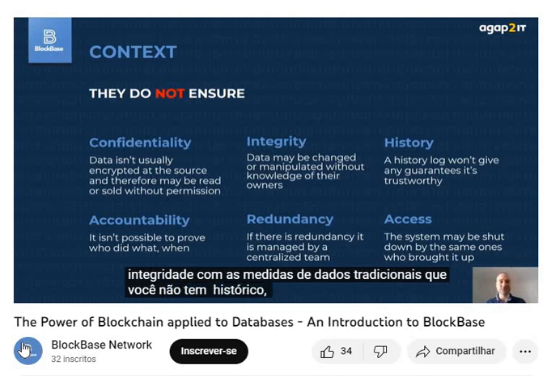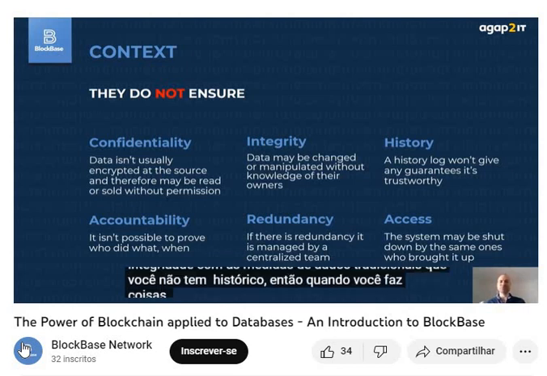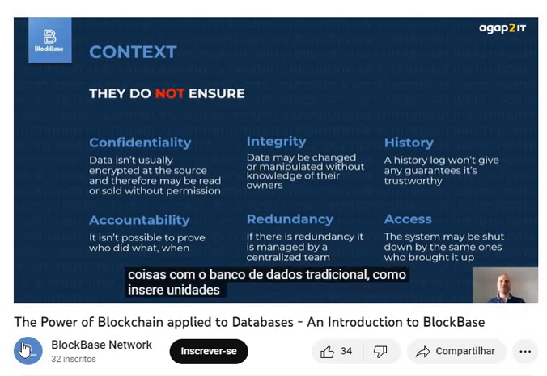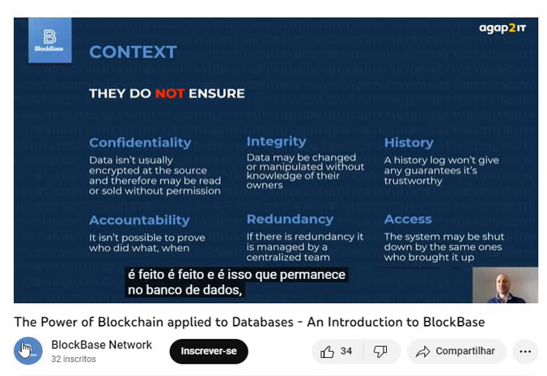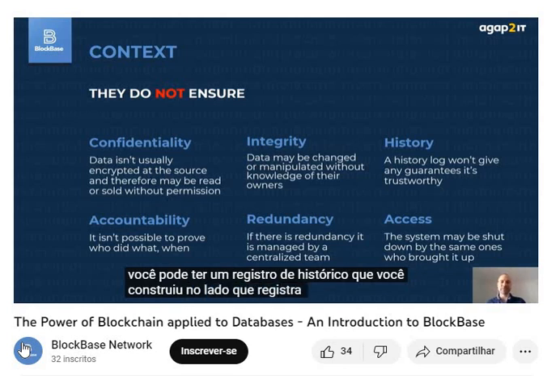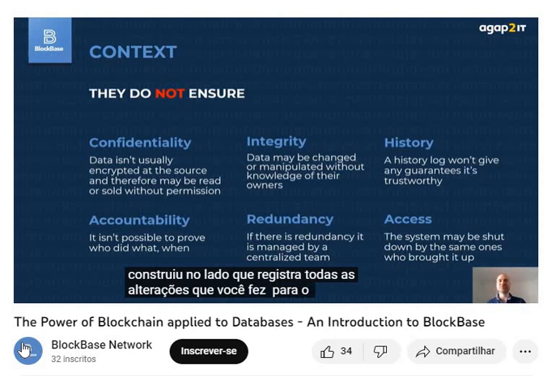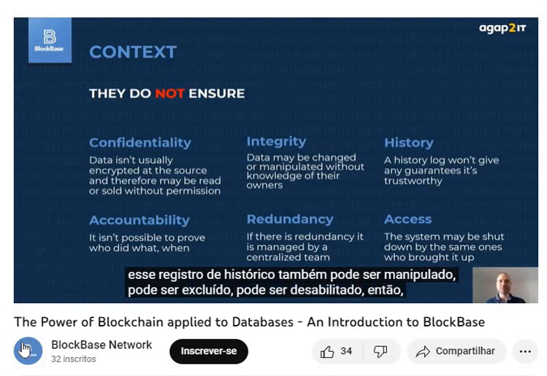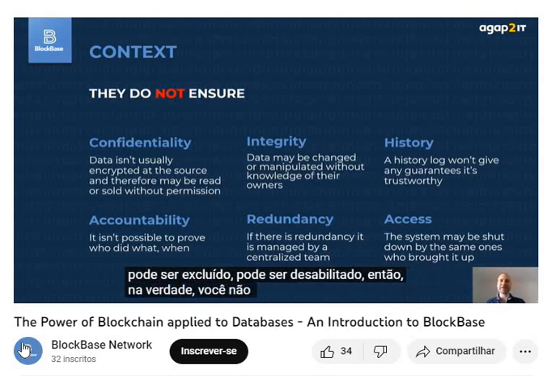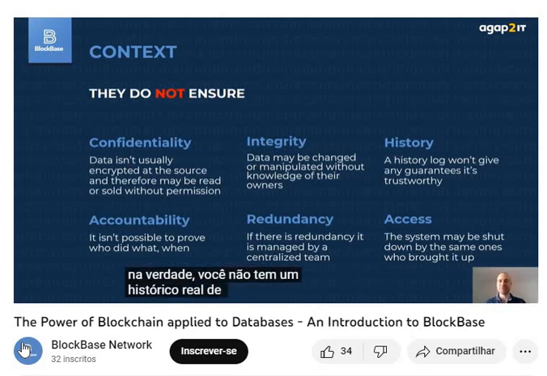You don't have history. So when you do stuff with a traditional database, like inserts, updates, deletes, and so forth, what is done is what remains in the database. You can have a history log that you built on the side that records all the changes that you did to the database. But that history log can also be manipulated, can be deleted, can be disabled, right? So in fact, you don't have a real history of all the changes that you do to a traditional database.